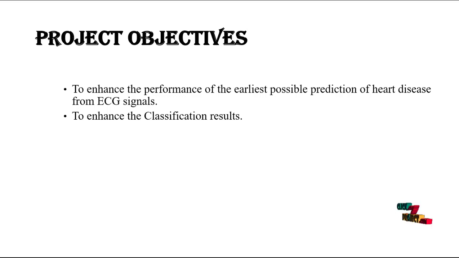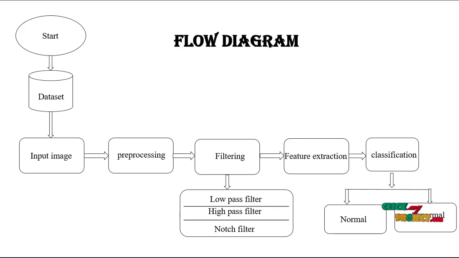The main objective is to enhance the performance of the earliest possible detection of heart disease and to enhance the classification result. Our flow diagram is: first of all we start our process and then go to our data set, select the input, and pre-process it. Then we use filtering for noise removal. Here we use three filters, a low pass filter, a high pass filter and a notch filter, for the best performance, and then feature extraction for the exact classification.